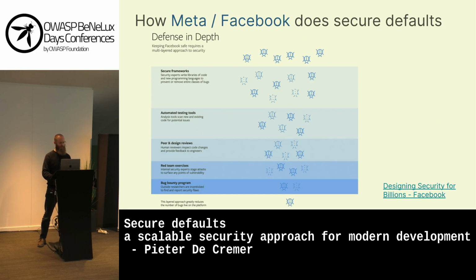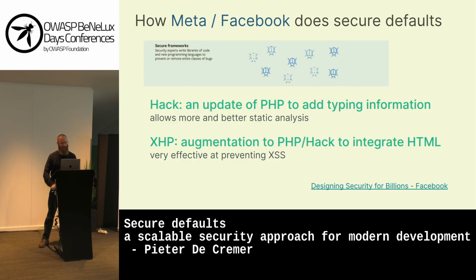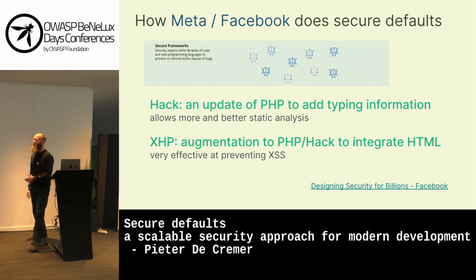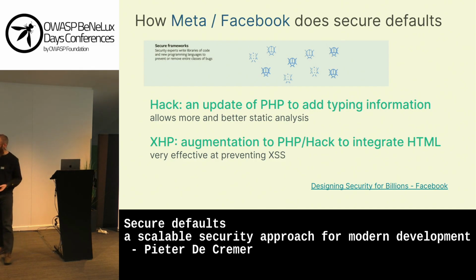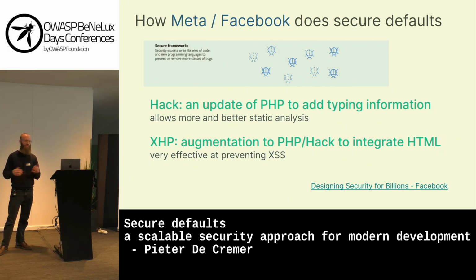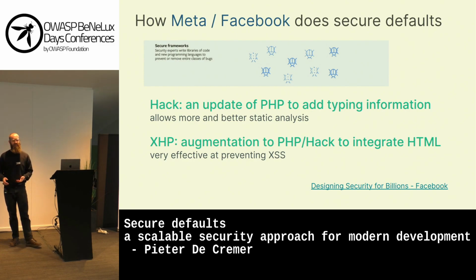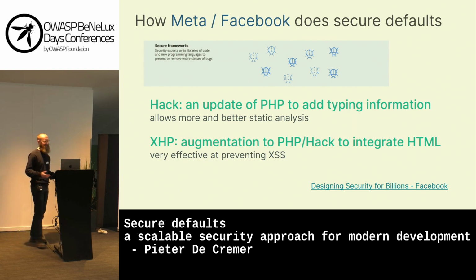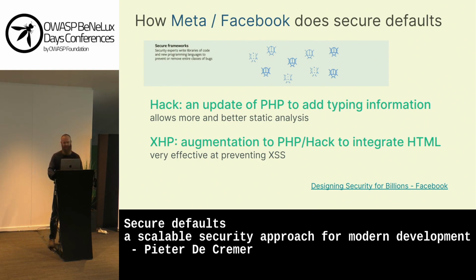I'll have one more example for Meta, Facebook. They have defense in depth is how they call it. They do a bunch of things like building secure frameworks, secure defaults, all the way down to pen testing and a bug bounty program. And in their secure defaults, that basically looks like this. They take it one level higher than building a service. They basically build Hack, an extension to PHP with typing information that makes it easier to analyze it. And they also built an augmentation to PHP Hack that integrates with HTML and basically escapes for the developer. So they effectively eliminated cross-site scripting from their code this way.